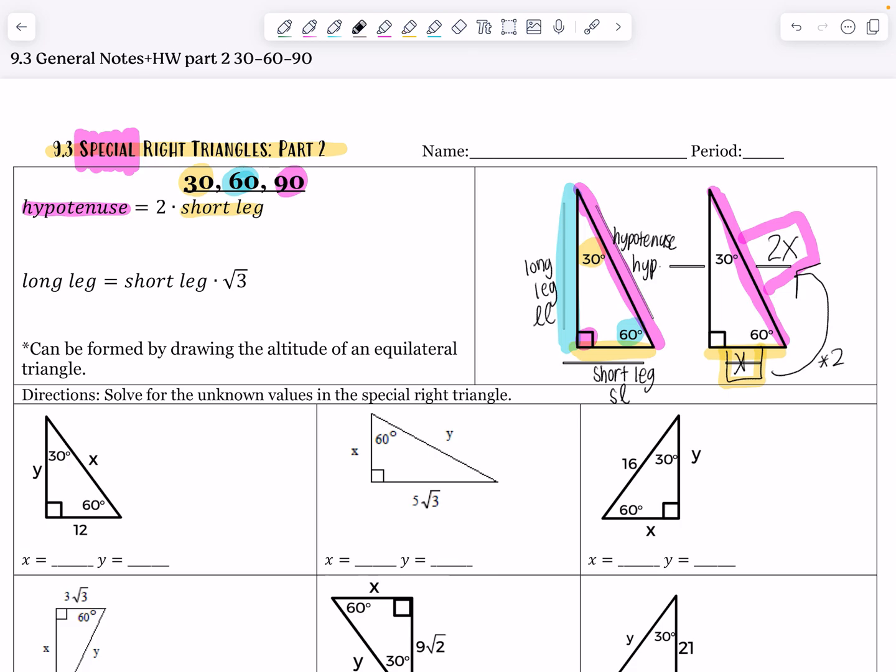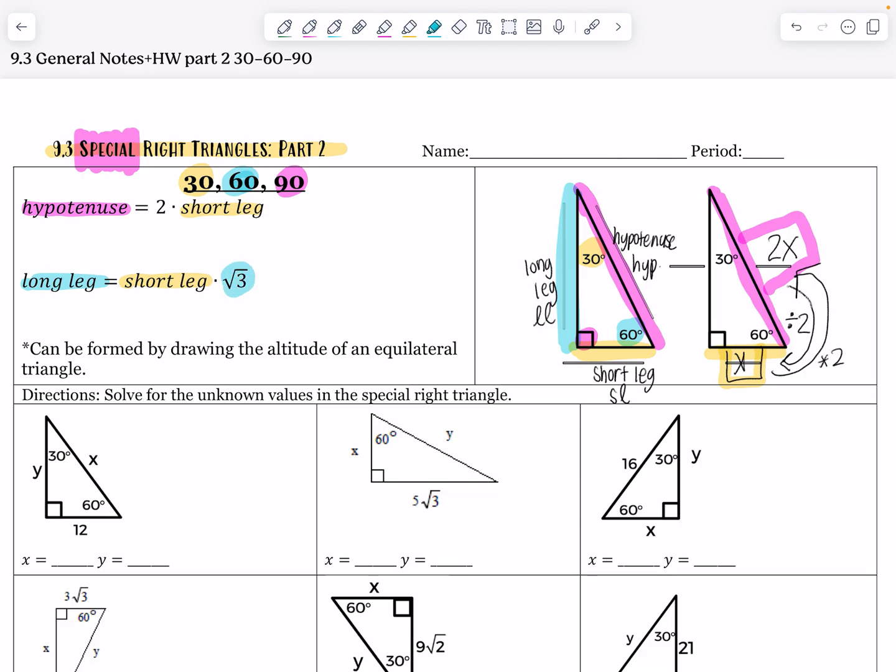So what does that mean if you wanted to go the other way? If you're going from a hypotenuse back to the short leg, you're going to divide by 2. Divide by whole number 2. Those are inverse operations. Okay? What does it say about my long leg? My long leg is still going to be equal to the short leg times the square root of 3.